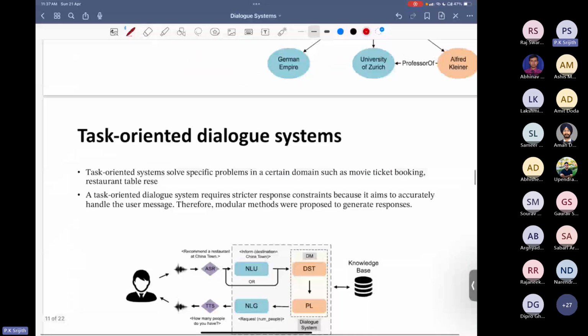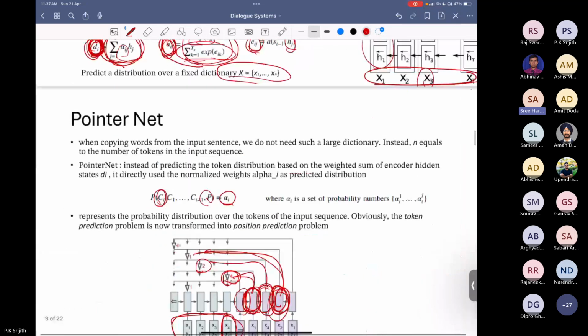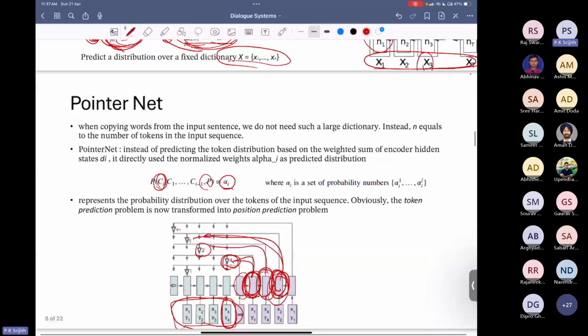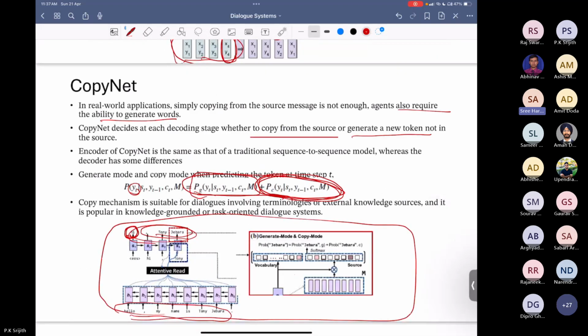Sorry, sir, I just have a question. In PointerNet, the output that the decoder was generating was the position of the words, right, sir? Right. Whereas in CopyNet, it is a combination of generation and the positions. However, the output that the model generates is always going to be tokens. There is no concept of indices here, is it? Yeah, it's always tokens. Okay.